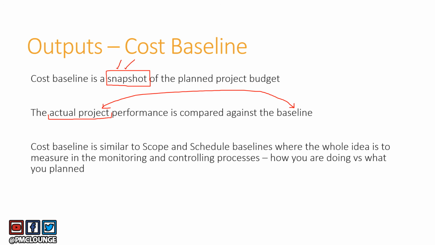So it is similar to scope and schedule, like I said earlier, where the whole idea is to measure, and this measurement, this comparison is done in the monitoring and controlling process. And this is where you measure how you are doing versus what you planned. So whatever you planned was the snapshot, and how you're doing is the actual progress that you have made.